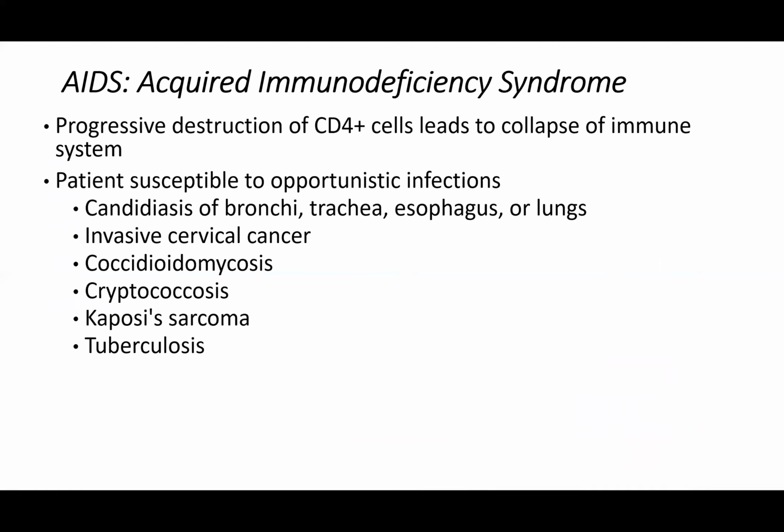And so once you have HIV for long enough, you progress into AIDS, which is short for acquired immunodeficiency syndrome, and this happens due to the progressive destruction of CD4 cells, leading to the collapse of the immune system. Patients that have AIDS are much more susceptible to opportunistic infections, including yeast infections from a yeast called Candida. They are also more susceptible to invasive cervical cancers if you're a woman, because most cervical cancers are caused by viruses, and a whole number of different infections and cancers.